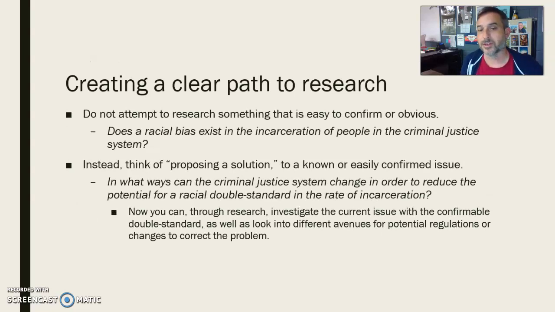So what I mean when I say creating a clear path to your research. I don't want you to attempt to research something that is really easy to confirm or something that's obvious. An example: does racial bias exist in the incarceration of people in the criminal justice system? This is something that you could pretty much confirm with statistics. Is there an imbalance within the prison population based on race? Yes, there is. Minorities are incarcerated at a much higher rate than non-minorities in this country.